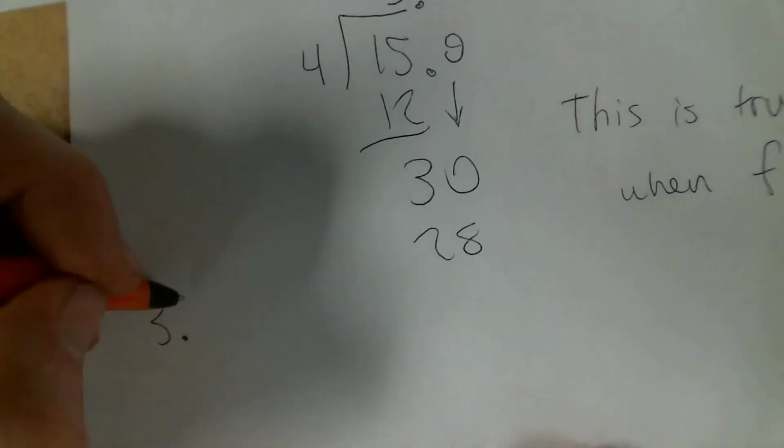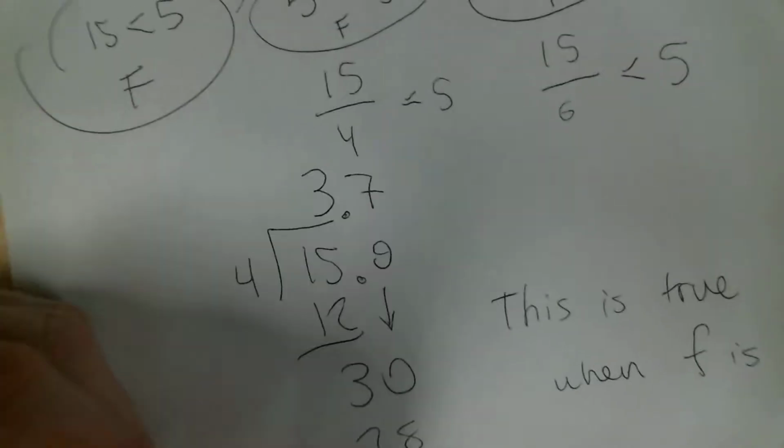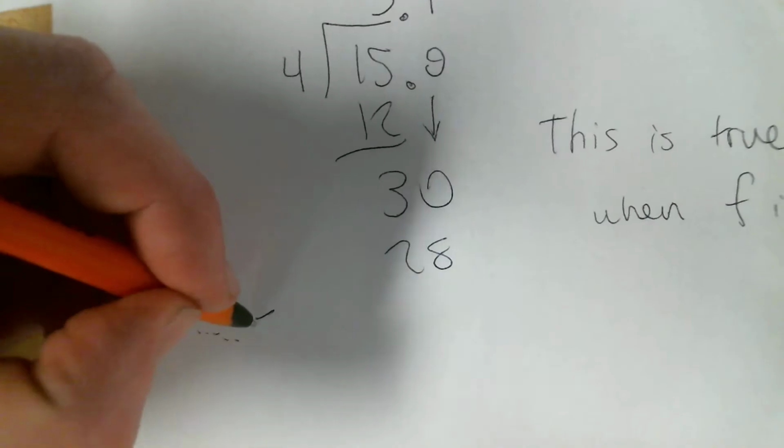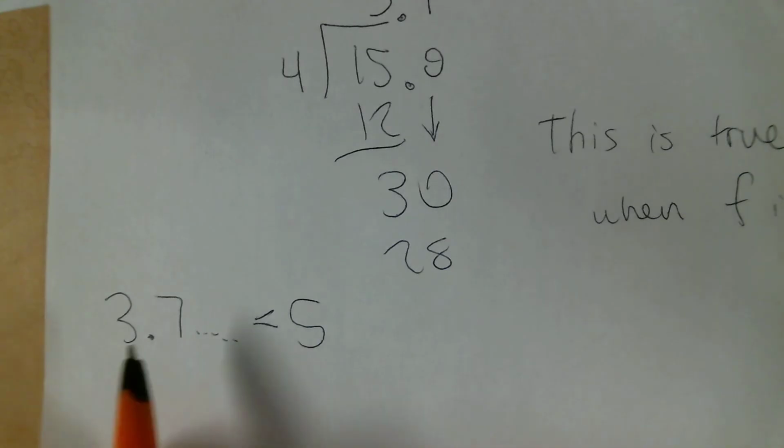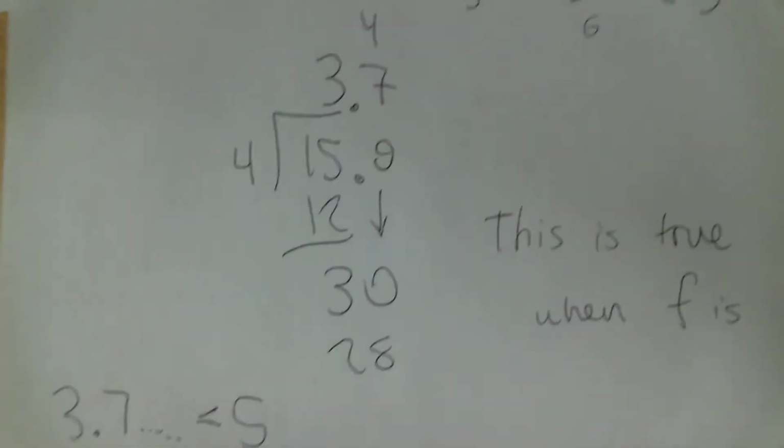The answer is 3.7 dot, dot, dot, like some other stuff. But what we say is, okay, 15 divided by 4 is 3.7 and some other stuff. Is that less than 5? Well, yeah. It doesn't matter how long that decimal goes on. It's still going to be less than 5.